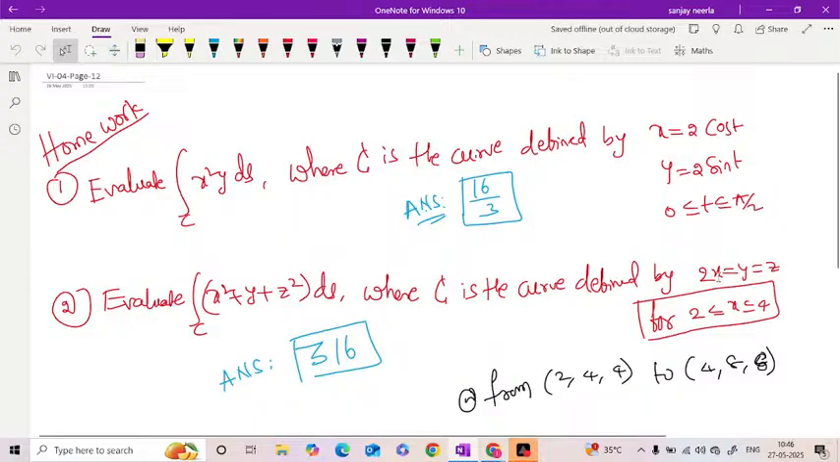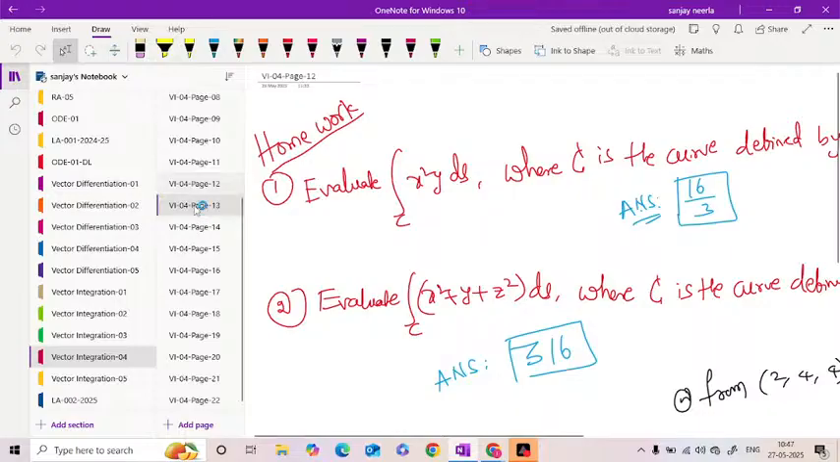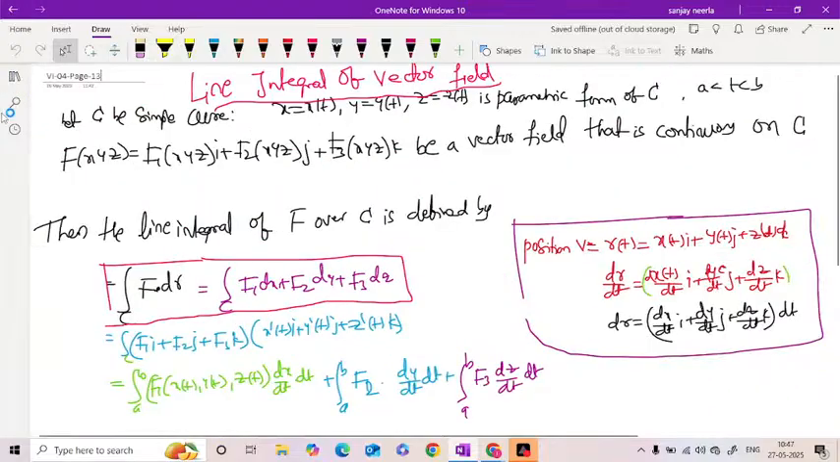Okay. If x is equal to t, then our limits are 2 to 4. If y is equal to t, 4 to 8, and z is equal to t, we will get 4 to 8. So that is your choice. Okay. Next one, that is the first one.